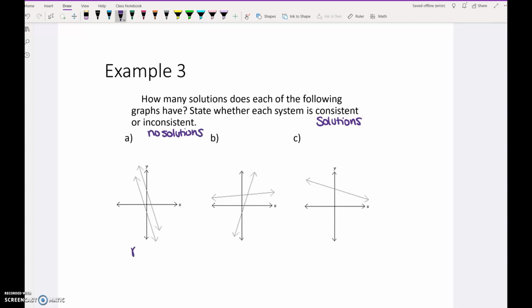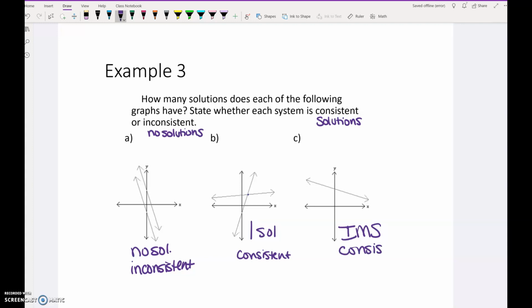So example A, there's no solutions and it's inconsistent. B, there is 1 solution, which makes it consistent. What about C? Infinitely many solutions. That's 2 lines right on top of each other, and that would be consistent.